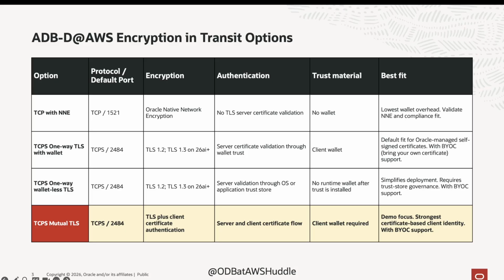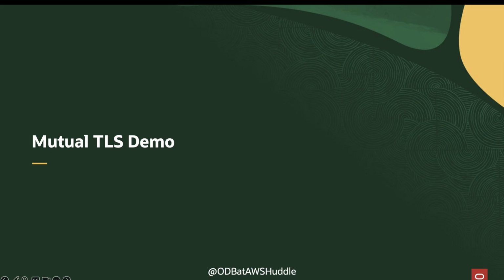All these options support bring your own certificate, and the default port can also be customized during the provisioning of the Autonomous VM Cluster. But let's start with the demo.